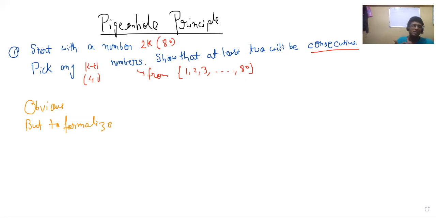So one of the questions that we are doing is, from the first 80 numbers, you pick any 41 numbers. You want to show that at least 2 of them will be consecutive. And that kind of seems obvious. In fact, if you pick from any 80 consecutive numbers, if you pick 41 numbers, then 2 of them will be consecutive. But how do we show this?